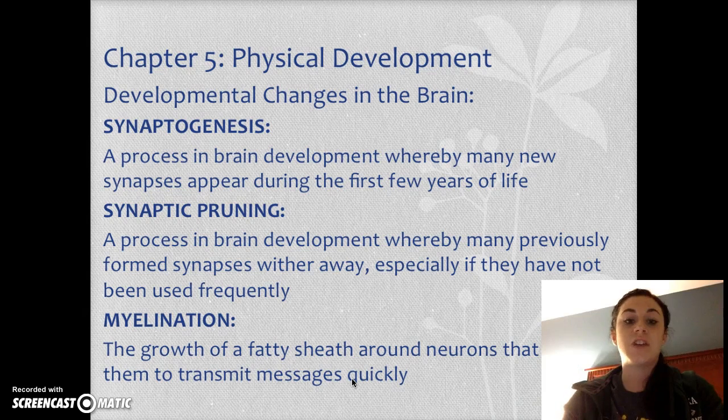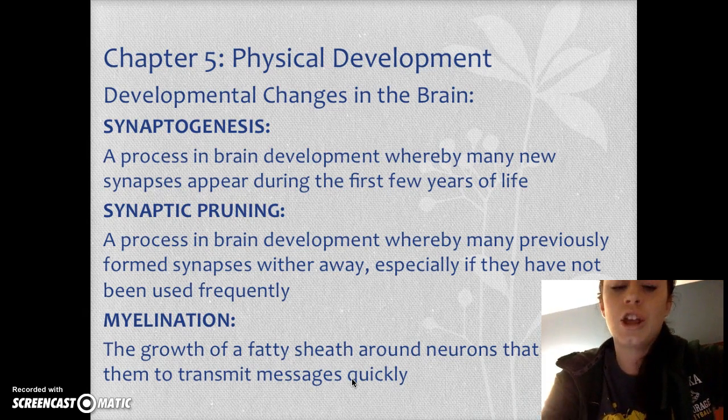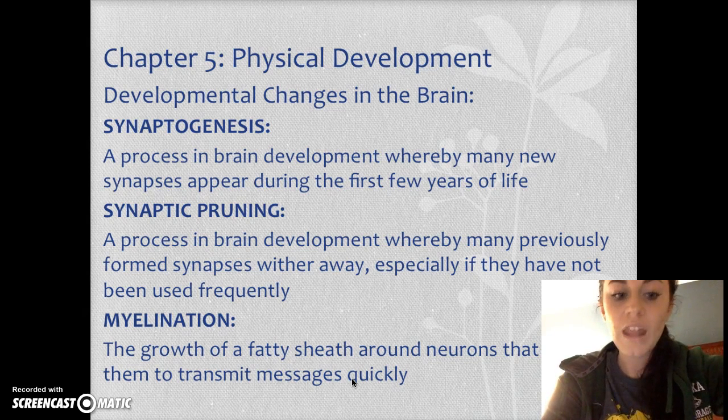And then there are developmental changes in the brain. Synaptogenesis is a process in brain development whereby many new synapses appear during the first few years of life. Synaptic pruning is a process whereby many previously formed synapses wither away, especially if they have not been used frequently. Myelination is the growth of a fatty sheath around neurons that allows them to transmit messages quickly.